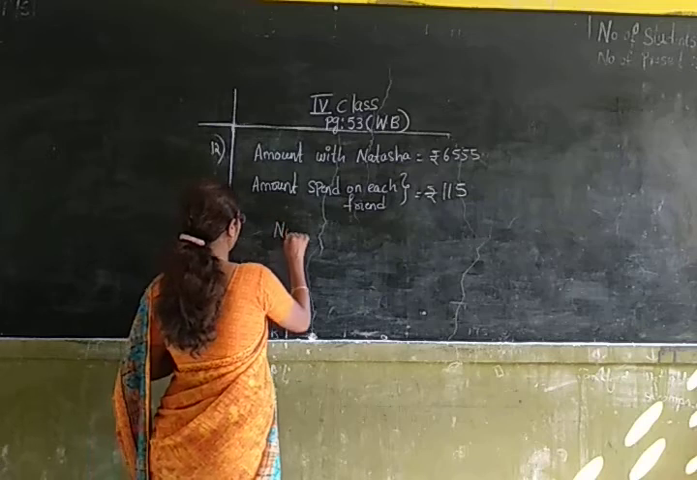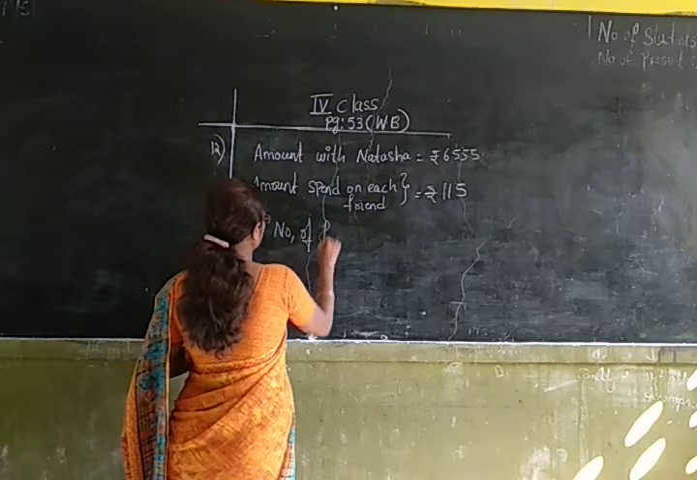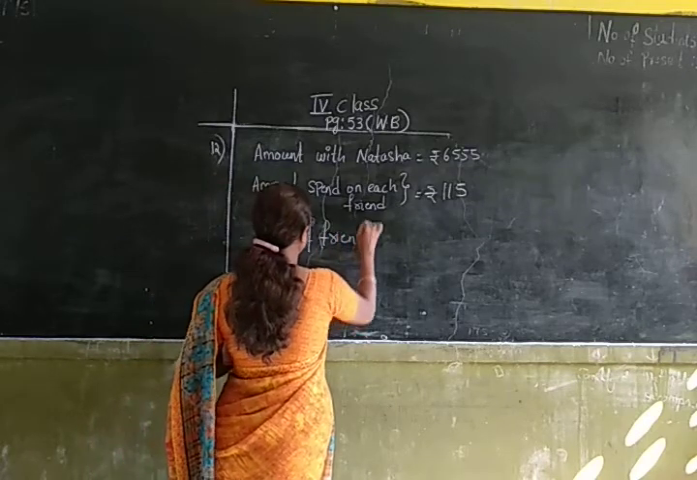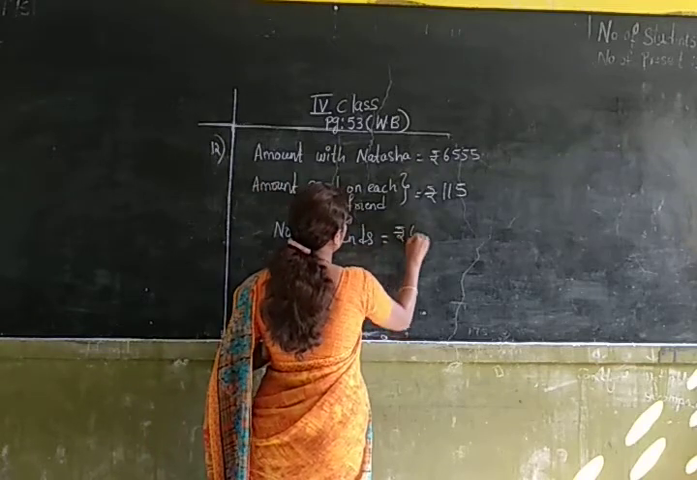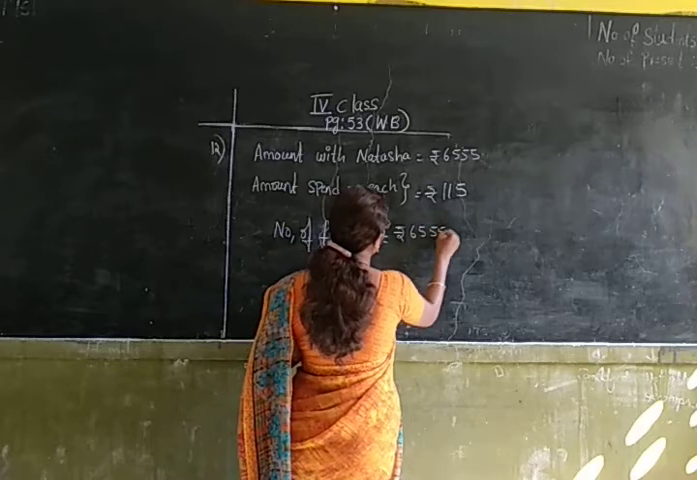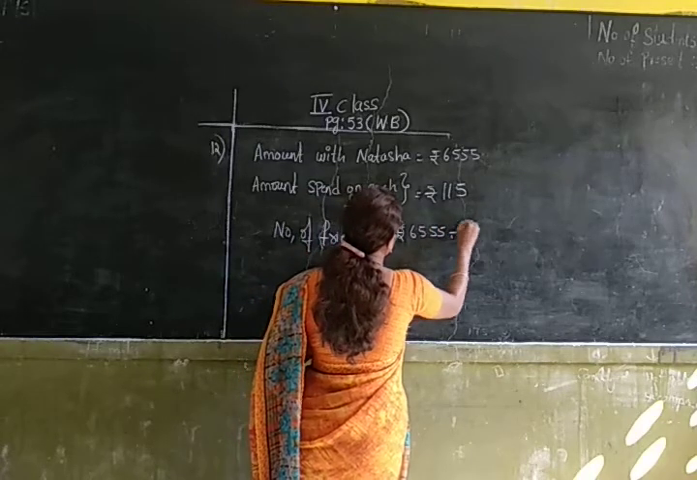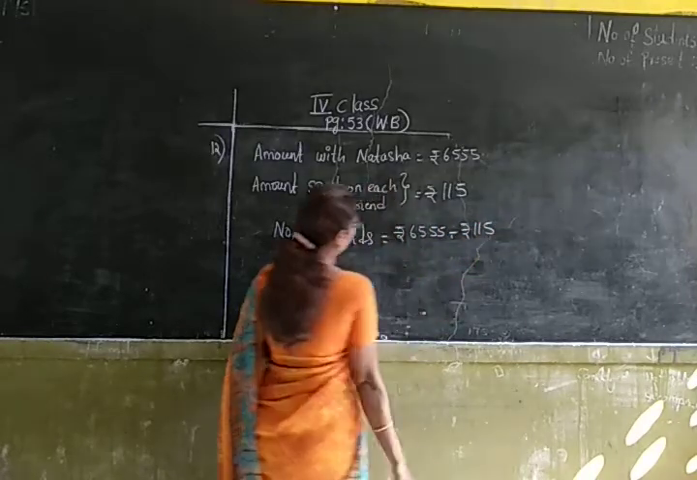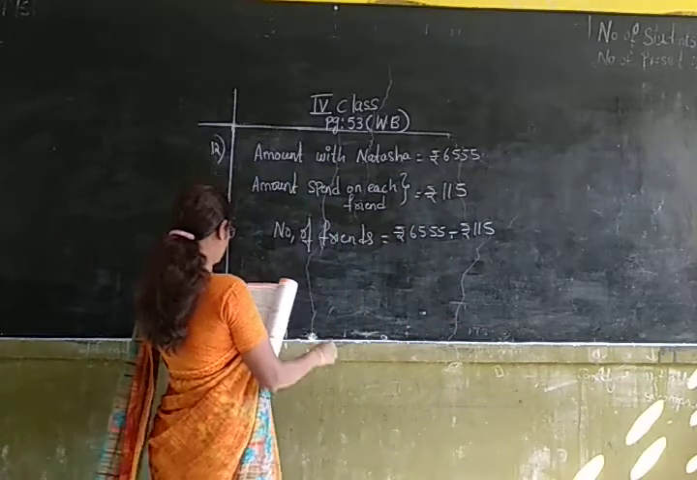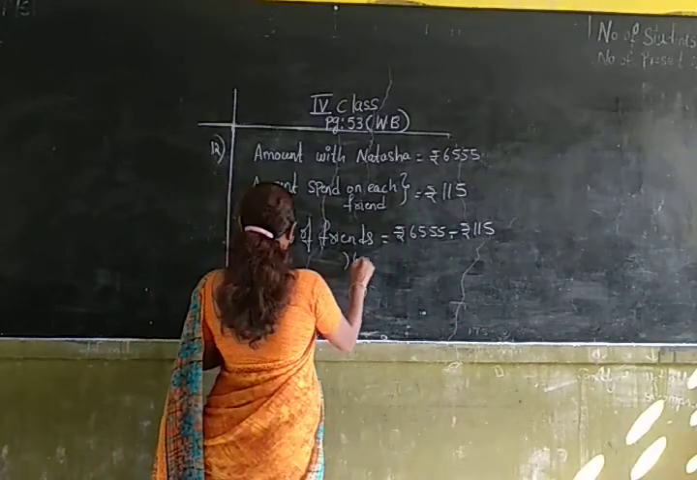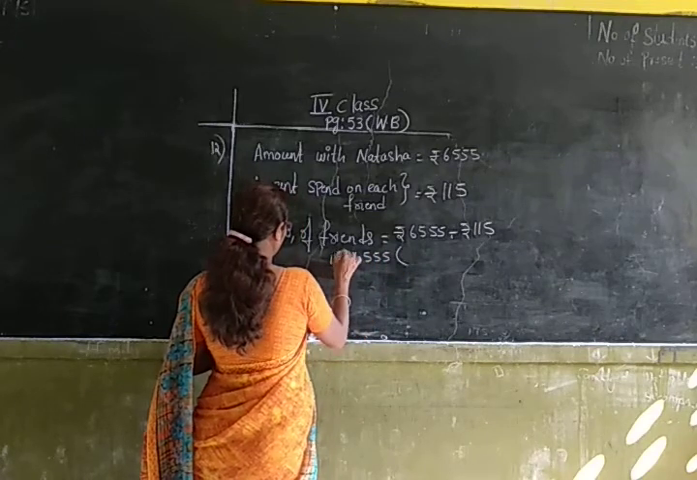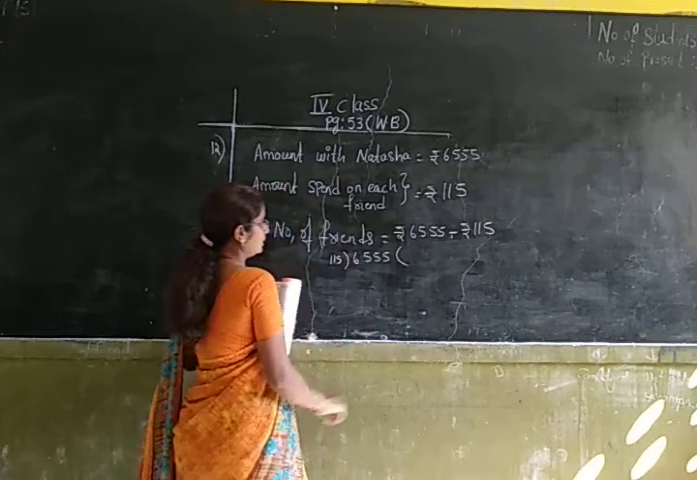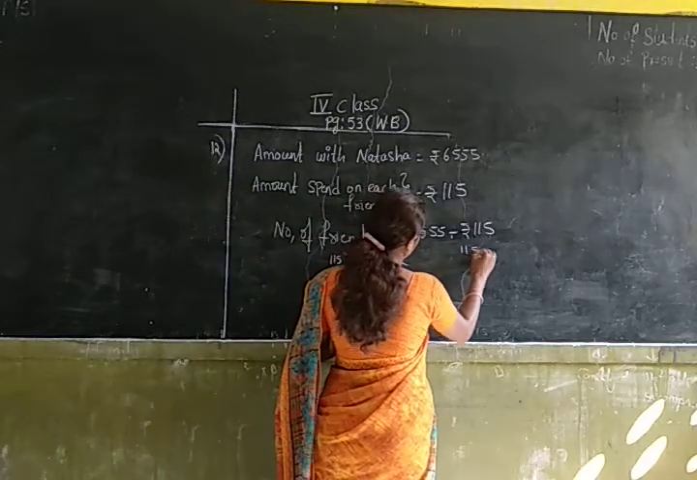So number of friends. For finding out the number of friends, you have to do the operation division. So rupees 6,555 divided by rupees 115. So let us divide. 6,555 divided by 115. So let us write down the table.